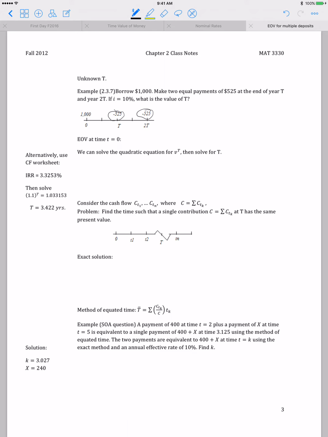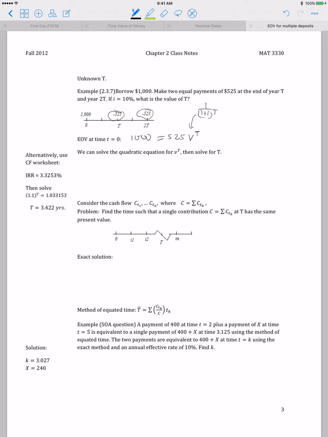Okay, so the equation of value at time 0, we're going to use the loan principle that the present value of the payments has to be equal to the present value of the loan. So the loan amount is going to go on the left side, and the present value of 525, well, using compound interest, we can just discount, v raised to the t power, which, by the way, if you remember, is 1 over (1 plus i) to the t.